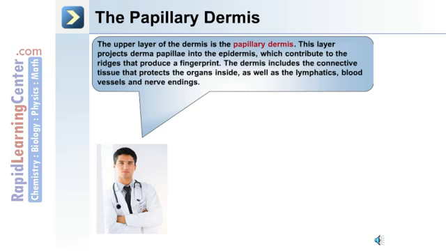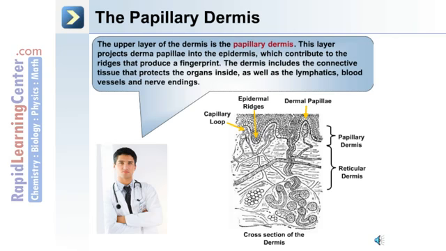The papillary dermis is the upper layer of the dermis, and this layer projects dermal papillae up into the epidermis. These contribute to the ridges that produce the fingerprint. The dermis includes the connective tissue that protects the organs inside, as well as the lymphatics and the blood vessels and nerve endings that serve both the dermal layer and the epidermal layer.